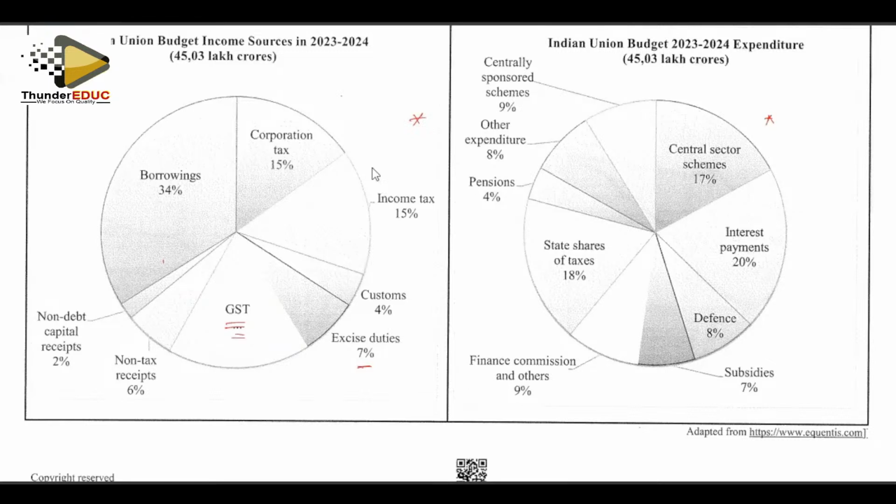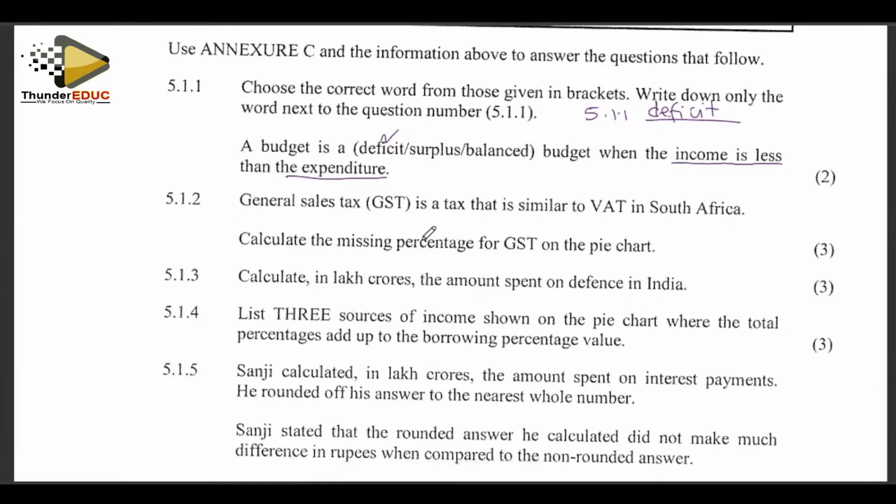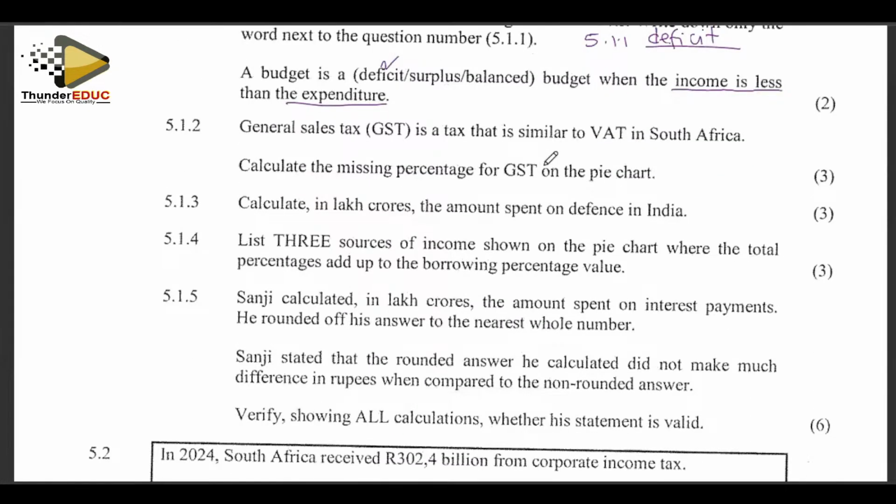So since this is missing, that means we are supposed to get 100 minus 34 minus 15 minus another 15 minus a 4 minus a 7 minus 6 minus a 2. And the answer became 17%. 17% was the one which is missing. All right, we go back and we see the question there. It talks of calculate the missing percentage. We've done that. We have seen it.